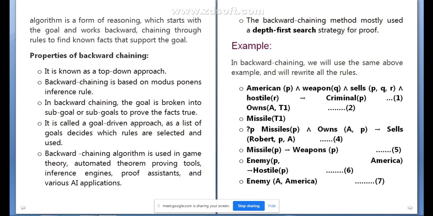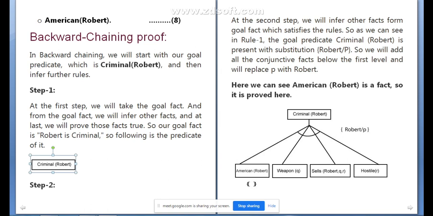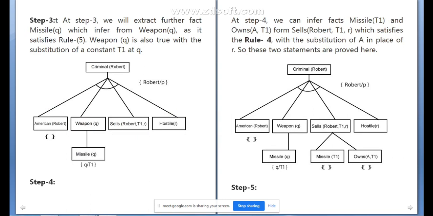If you see backward, so these are our rules, these are the different rules we have inferred, and from those rules we have inferred this particular fact from our goal statement, that is criminal, that is robot, and that robot lives in America. So we infer the fact American in bracket robot. So here we replace P by robot, so we can see other facts, that is step number 3.